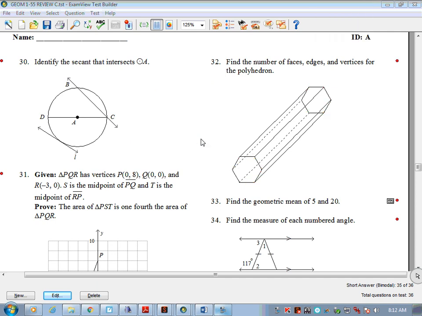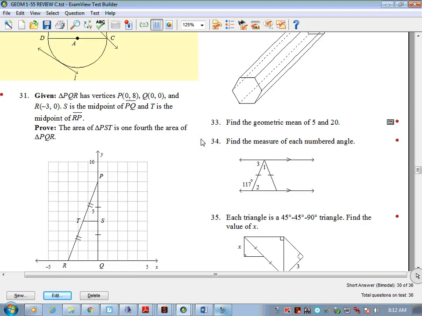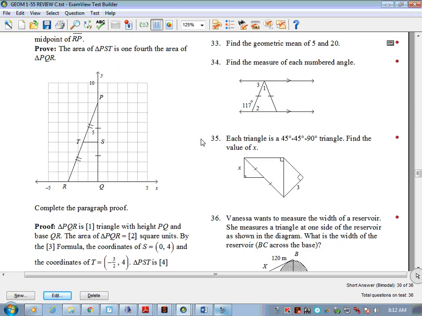Okay. All right, number 33. Find the geometric mean of 5 and 20. Geometric mean of 5 and 20. All right, geometric mean is based upon a proportion, and the geometric mean is going to go here and here. That's where the geometric mean goes. Anything that's not the geometric mean is going to go top left and bottom right.